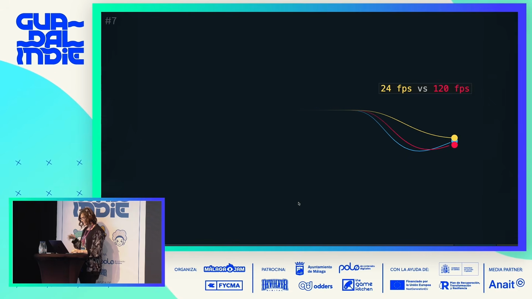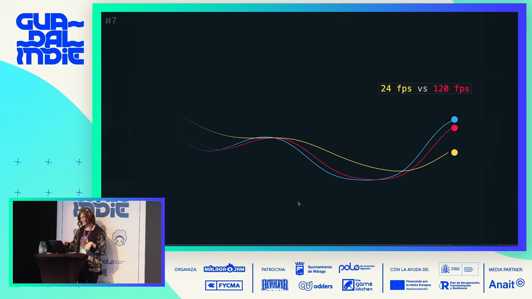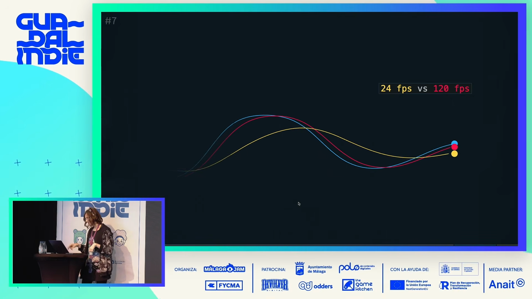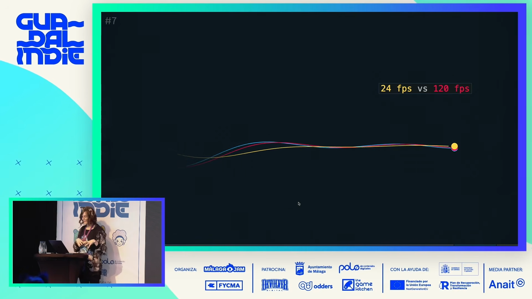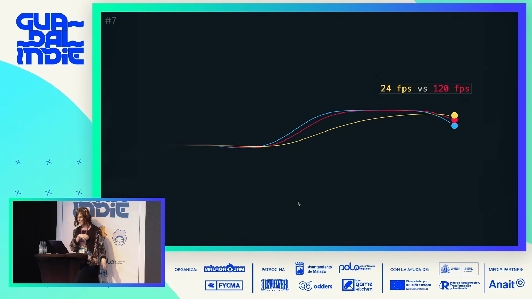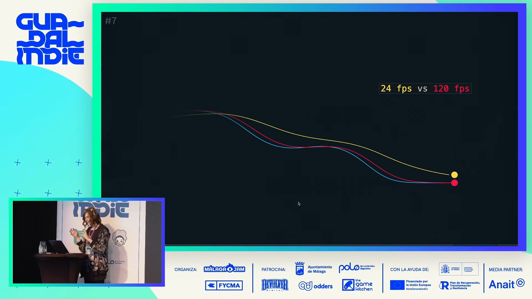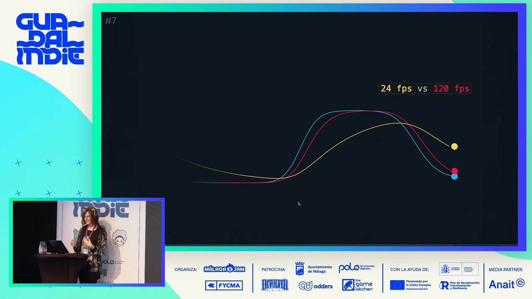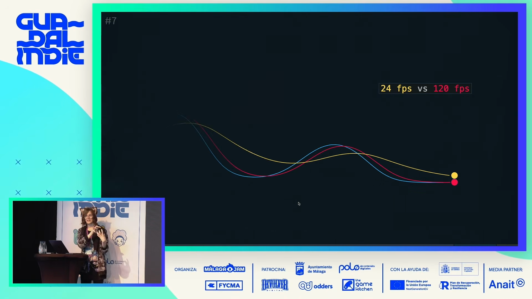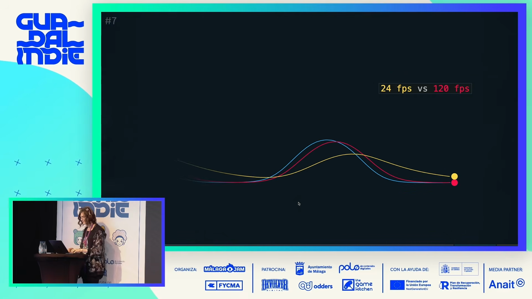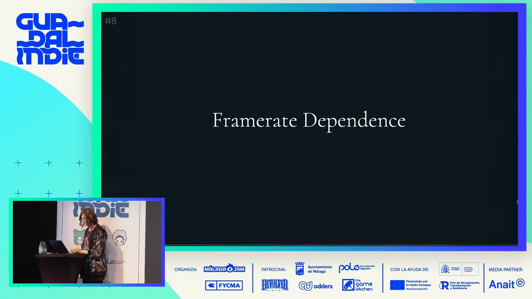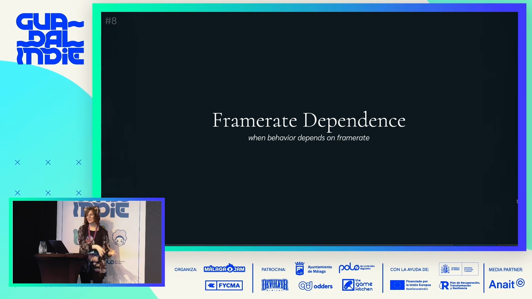So here's another example. This is the same thing. The yellow one is 24 FPS, and the red one is 120 FPS, and they're trying to follow the blue target. And ideally, the yellow one and the red one, they should be the same. They should overlap, but they don't. And so this phenomenon is known as frame rate dependence. In other words, it's when a behavior depends on frame rate. So if you change the frame rate, you change the behavior.